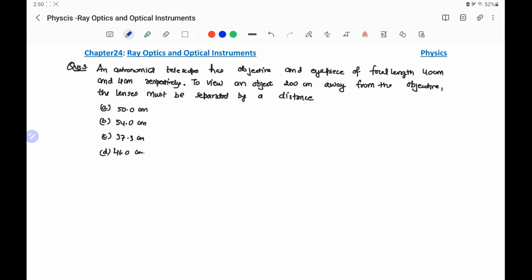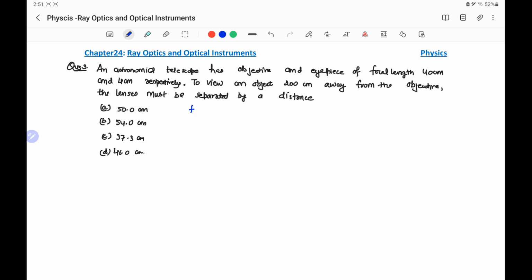Third question is, an astronomical telescope has objective and eyepiece of focal length 40 centimeter and 4 centimeter respectively. To view an object 200 centimeter away from the objective, the lenses must be separated by a distance of, options are: A is 50 centimeter, B is 54 centimeter, C is 37.3 centimeter, and option D is 46.0 centimeter.